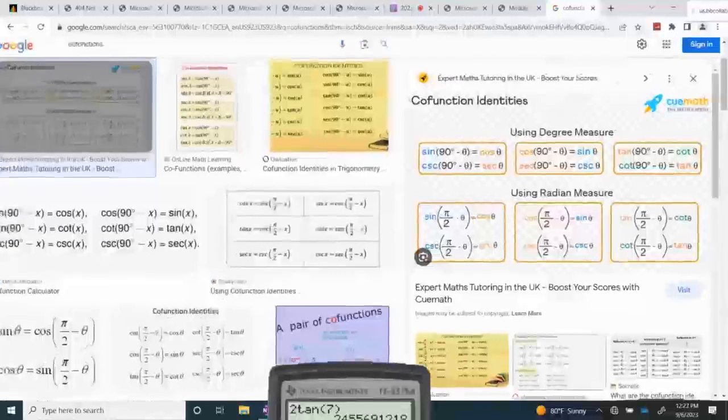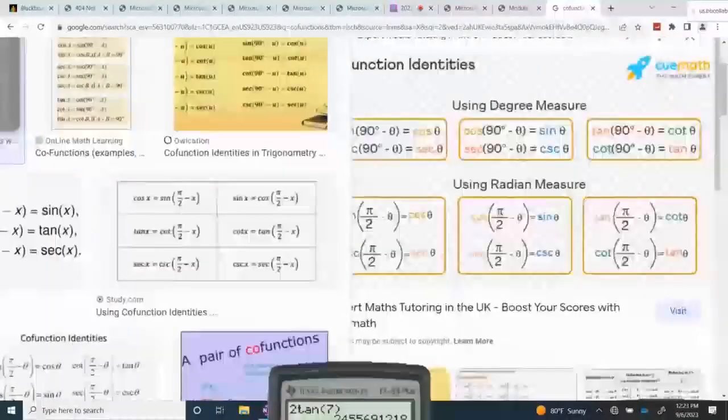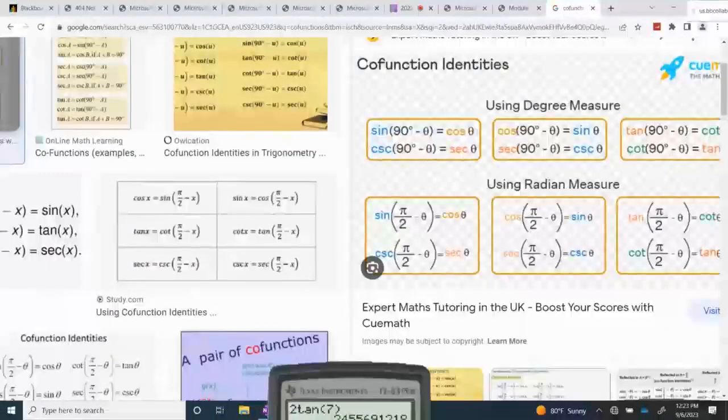Okay, instead of just writing them down, I just went to Google and put in co-functions. So here are the co-function formulas. The sine of 90 degrees minus theta is equal to the cosine of theta. The cosine of 90 degrees minus theta, where theta is the angle that you're given, is equal to the sine of theta. And the tangent of 90 degrees minus theta is equal to the cotangent of theta.